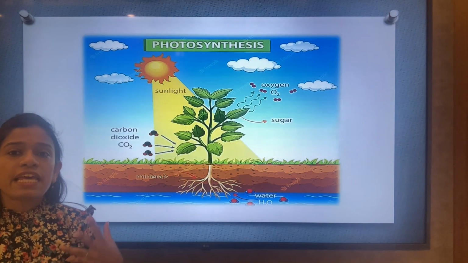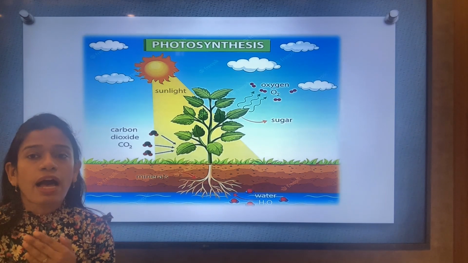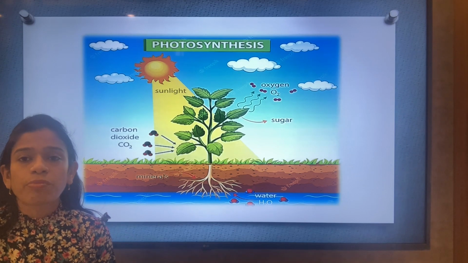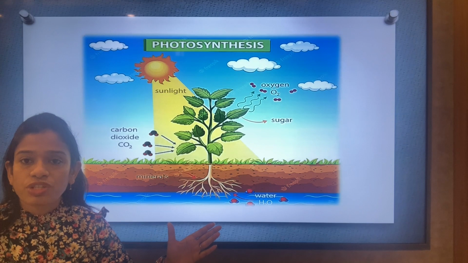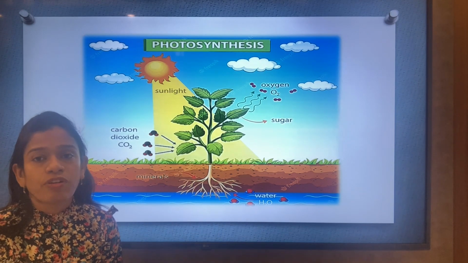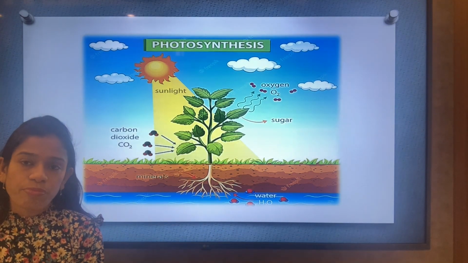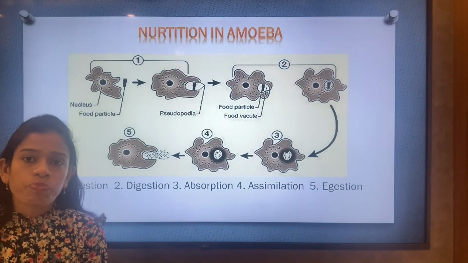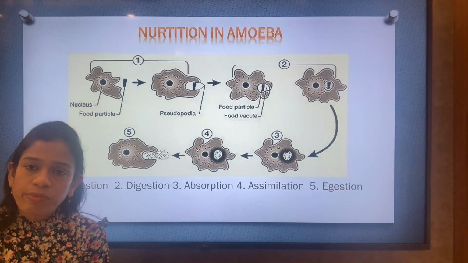So this is the only organism which gives out oxygen, because all living organisms take in oxygen during the process of breathing, and plants also take in oxygen during breathing, but only during photosynthesis do they give out oxygen. During photosynthesis they prepare their own food, and so they are known as the autotrophs.